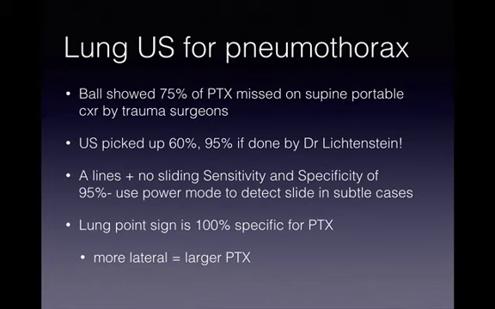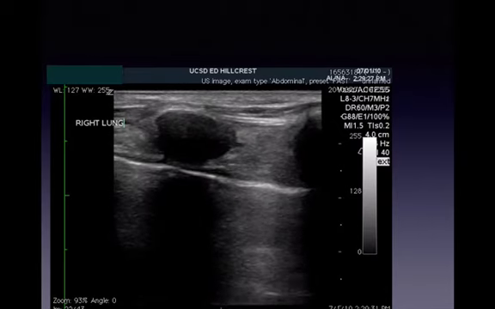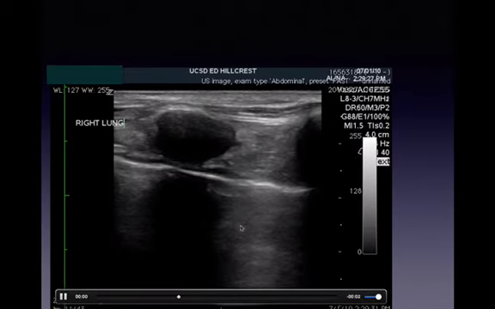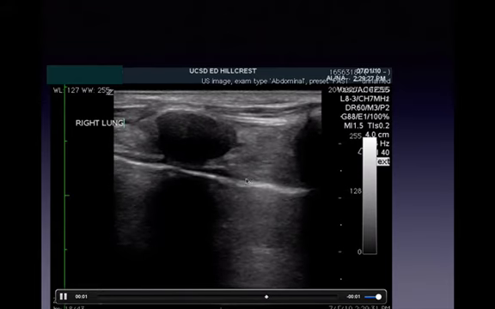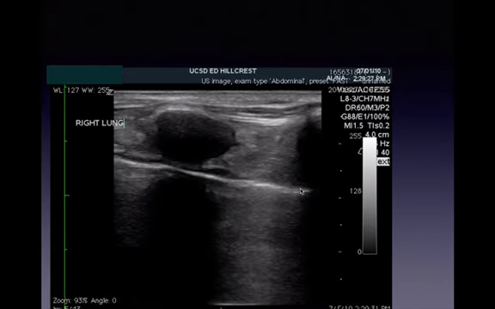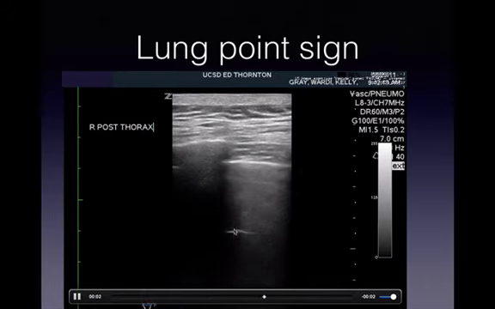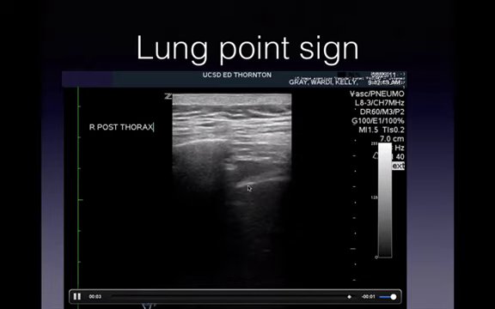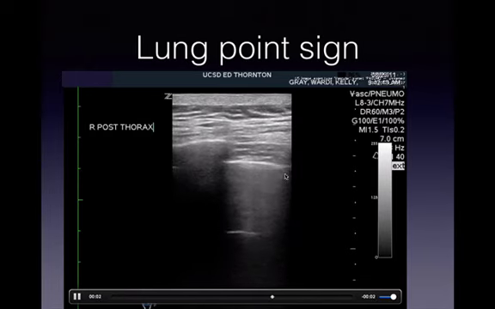Lung point sign is 100% specific for pneumothorax, and that's the area where the lung moves away from the pleura. If you see the pneumothorax more laterally, that's a sign of a larger pneumothorax. Here is what we see. If we have a pneumothorax, we have no sliding at the pleural line. Here we have the lung point sign from here to here, where we start to see lung sliding, and then the lung stops sliding.